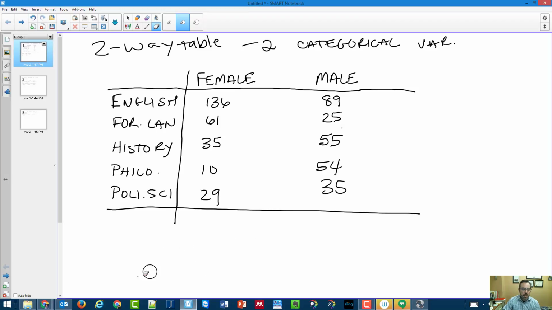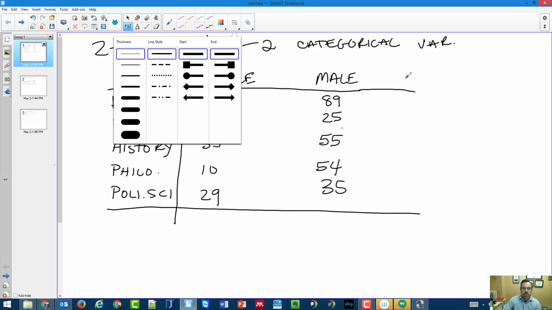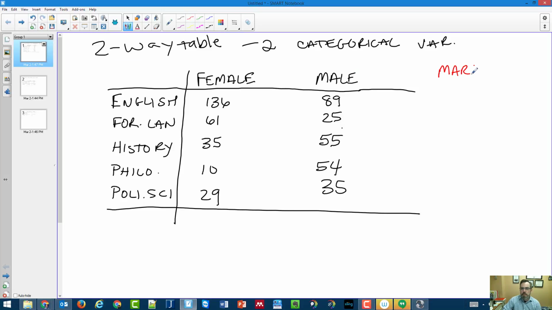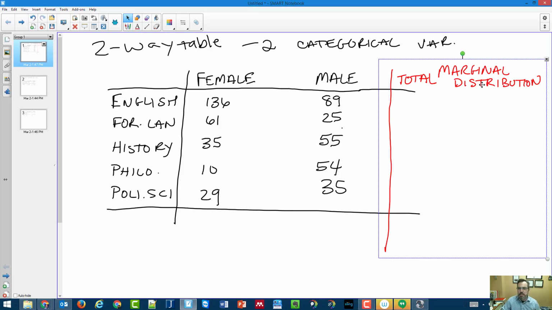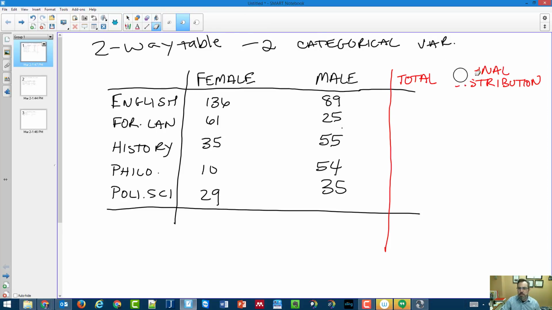What we're going to take a look at is finding two things with these. The first is going to be finding a marginal distribution. And really all we are doing with a marginal distribution is putting together a totals column. So how many students are there that are male and female? And then we are going to use that to convert that into a percent of people that have that. So let me move this really quick.